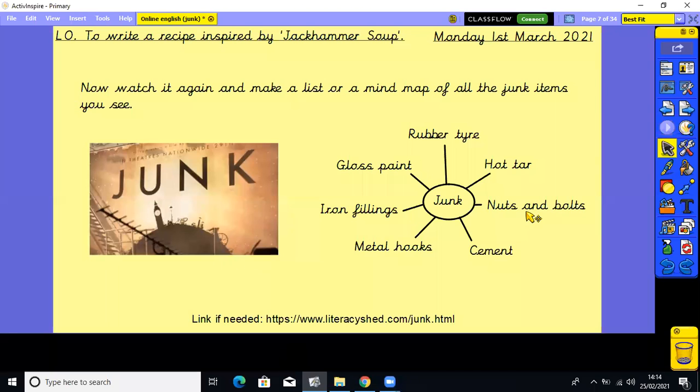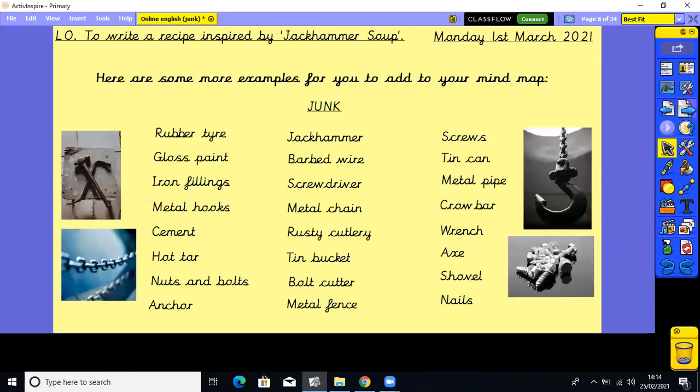Okay, so before we move on, quickly look at the mind map on the screen and add any that you don't have just to use for your recipe. Okay, and here are some more examples for you to add to your mind map. So pause the video now if you'd like to add any of these to use in your recipe.